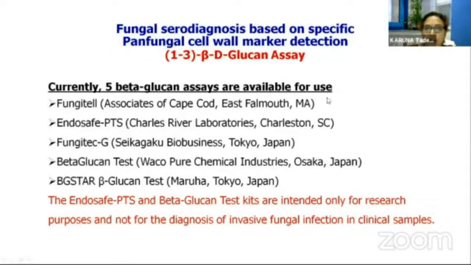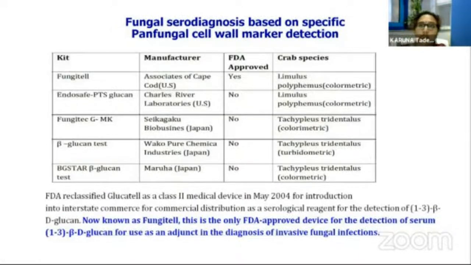Currently, there are 5 beta-D-glucan assays available for use: Fungitell, which we are using here, Endosafe PTS, Fungitec G, the beta-glucan test, and the BG-star beta-glucan test. Now, the Endosafe PTS and the beta-glucan test kits from Wako Pure Chemical Industries of Japan are intended only for research purposes and not for diagnosis of invasive fungal infections in clinical samples. So these two are for research use only. There are different sources of this limulus amebocyte lysate colorimetric assay. Fungitell is FDA approved.